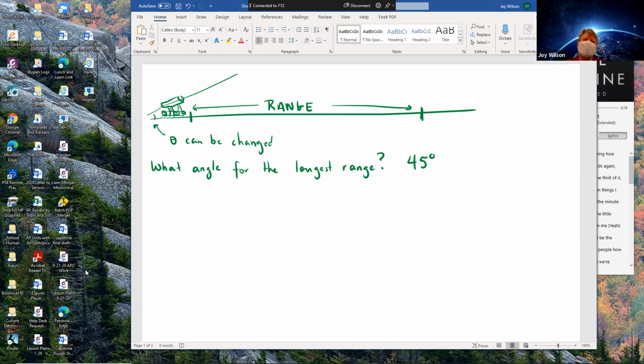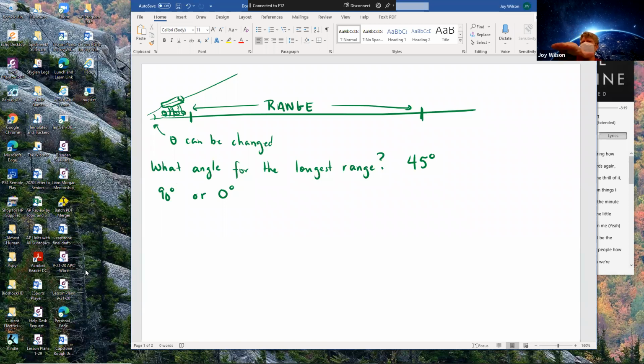Well, what would be the worst angle to shoot at? 90 degrees would be the worst. 90 degrees, or 0 degrees. Why would those be bad? If you shoot at 90 degrees, you shoot the cannon straight up in the air and the cannonball comes back on you. That's a bad plan. So it doesn't move forward at all.